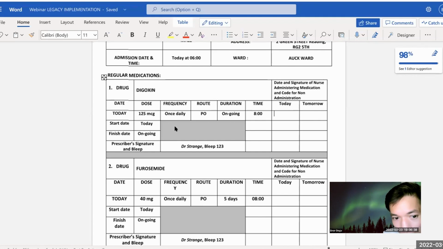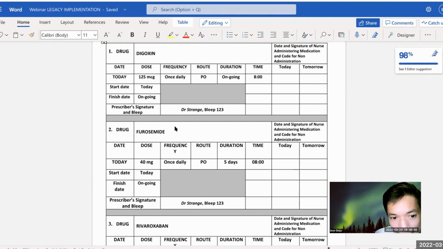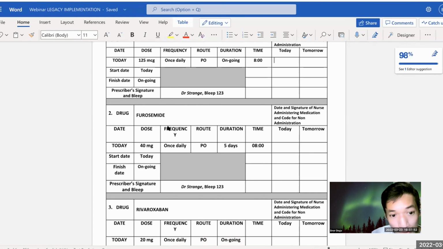Second medication, furosemide. The date is today. The dose is 40 milligrams. The frequency is once daily. The route is per orem. Duration is 5 days. Start date is today. The finish date is ongoing. Signed by Dr. Strange, bleep number 123. This medication is correct and complete, and I'm happy to proceed. What will be my next question from the assessor? Ask the blood pressure, of course.